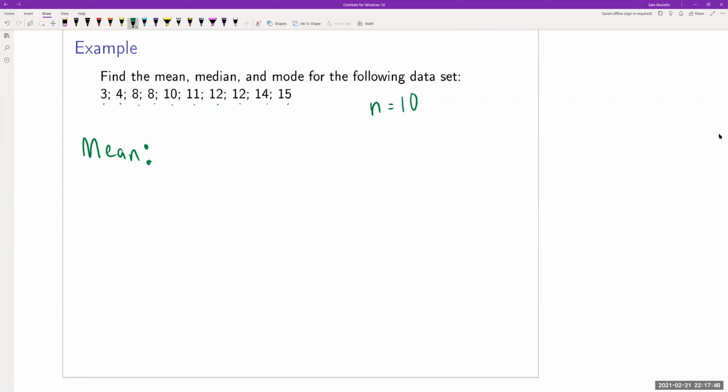For the mean, we will simply add up all of the data values and divide by the sample size. In this scenario, this first symbol here means take the sum of or add them all up. This is x, which represents the data. And as we mentioned before, n is the sample size.